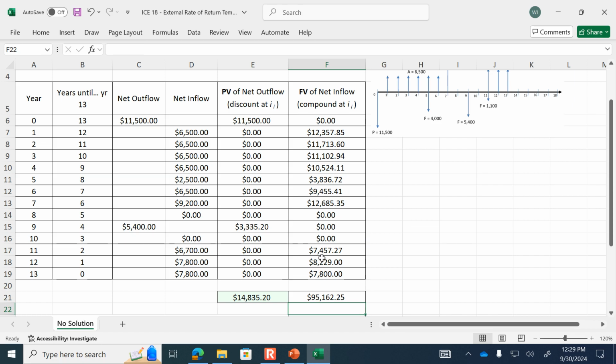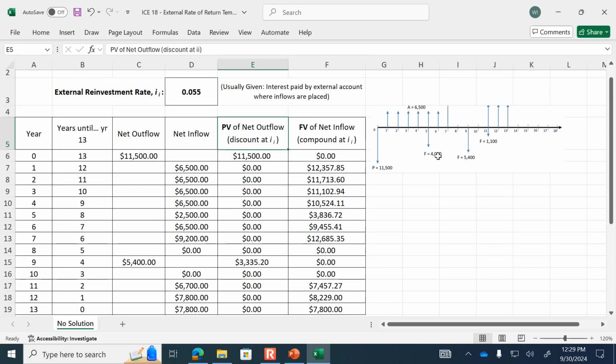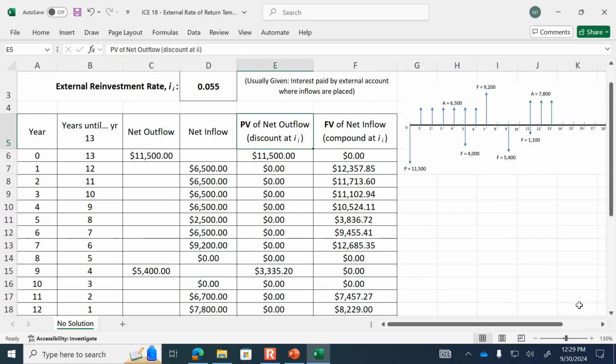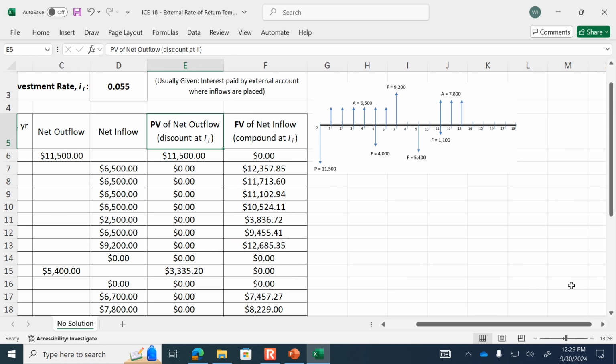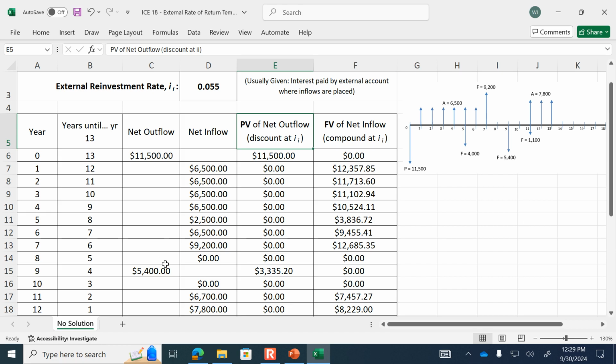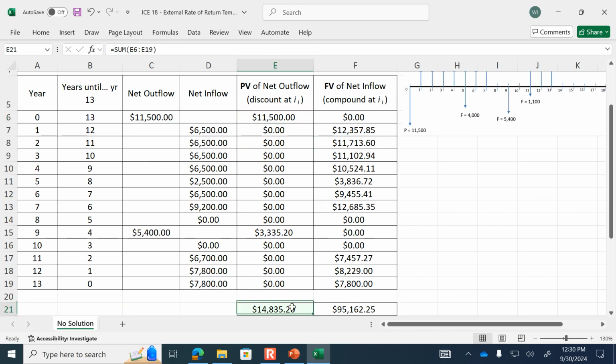Okay, so the present worth of the net outflows is $14,835. By net outflows, what that means is we aren't actually going to have a net outflow for year 5 or year 11 because there are inflows those years that are greater than the outflow. So you need to subtract the two and just have the inflow be less in those years. So there's only 2 years where we have a net outflow: years 0 and 9. So then the present worth of the net outflows, we're discounting it at the given external reinvestment rate.